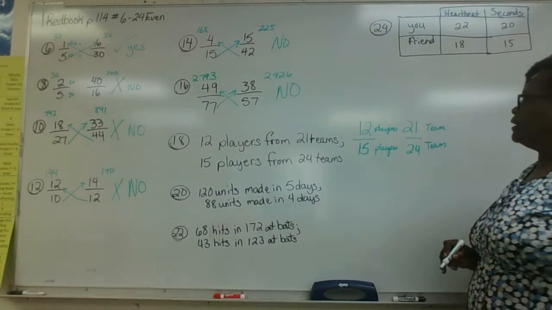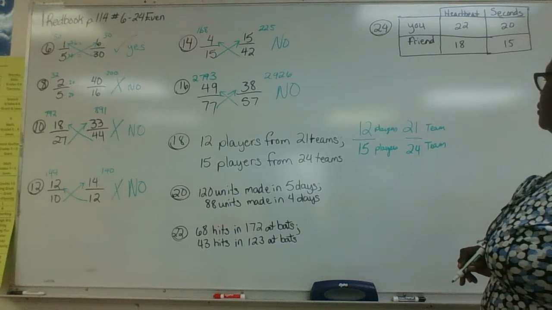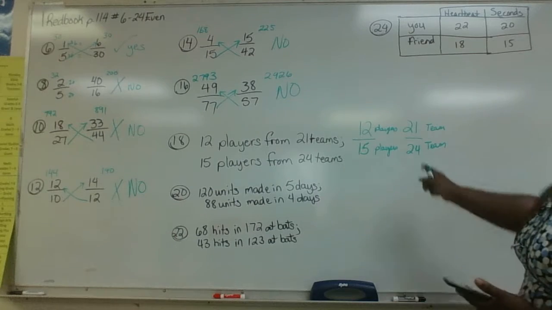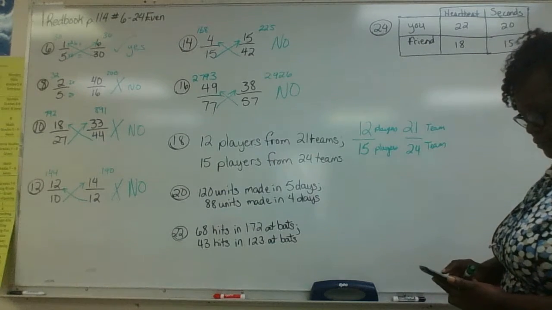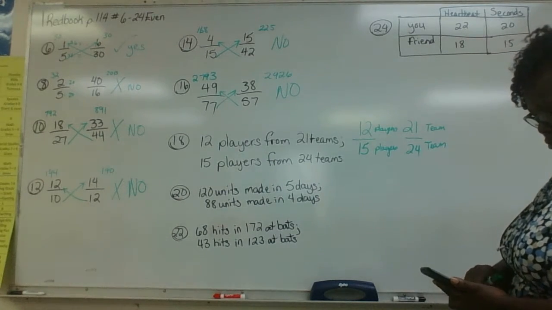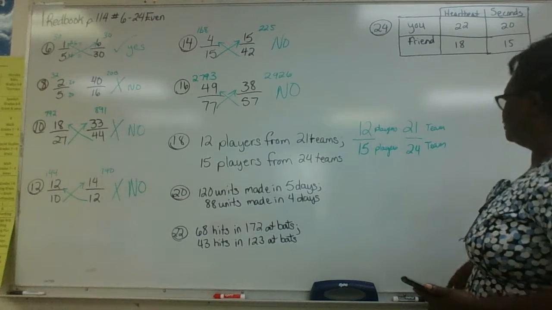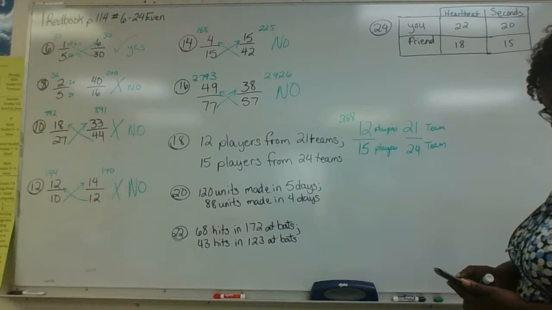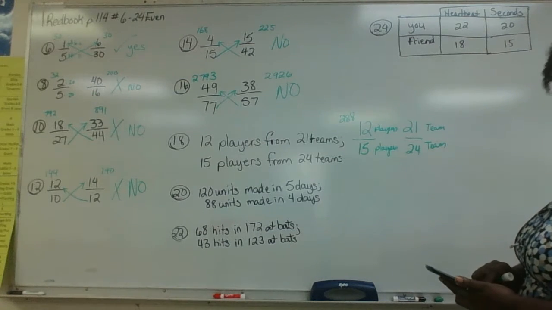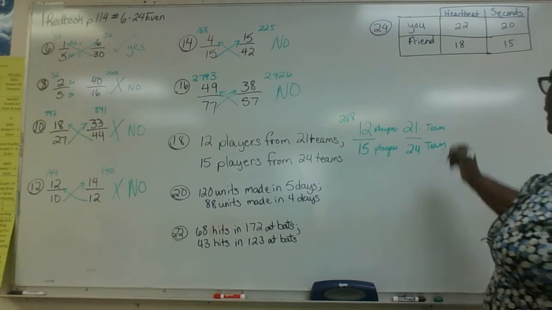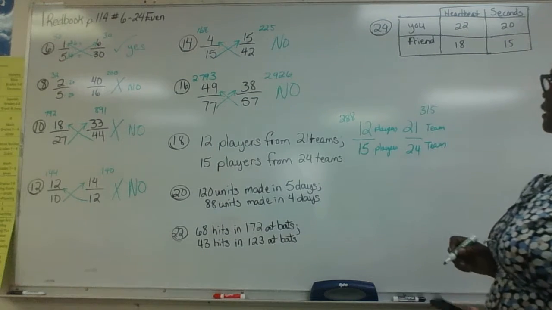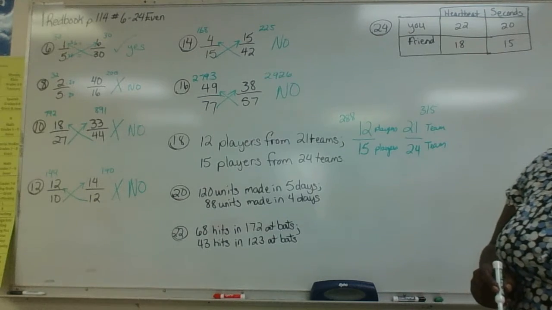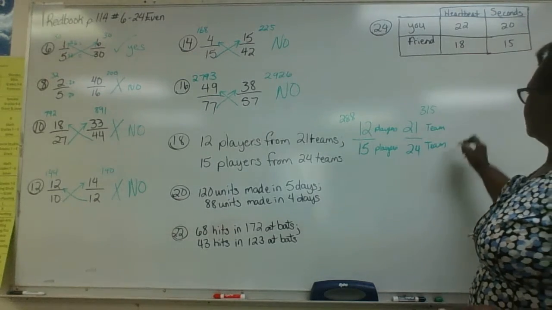Okay? All right. Now from there, we would cross product 12, 24, and we get 288, and then 15 times 21, and we get 315, and we discover that for number 18, they are not proportionate. Okay, so this is a no.